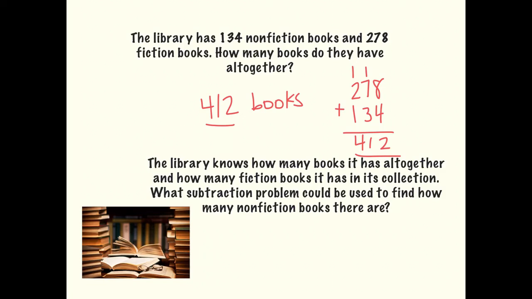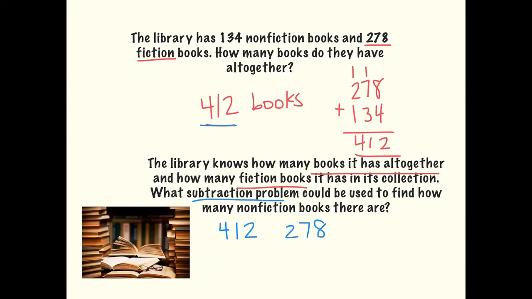Now, let's go on to the next piece of this question. Here it says, the library knows how many books it has altogether and how many fiction books it has in its collection. What subtraction problem could be used to find how many nonfiction books there are? So this is essentially a problem where we're just going to be using the information that we have, the books that the library has all together, and the fiction books, which, remember from up above, they had 278 fiction, and total they had 412. So 412 and 278.